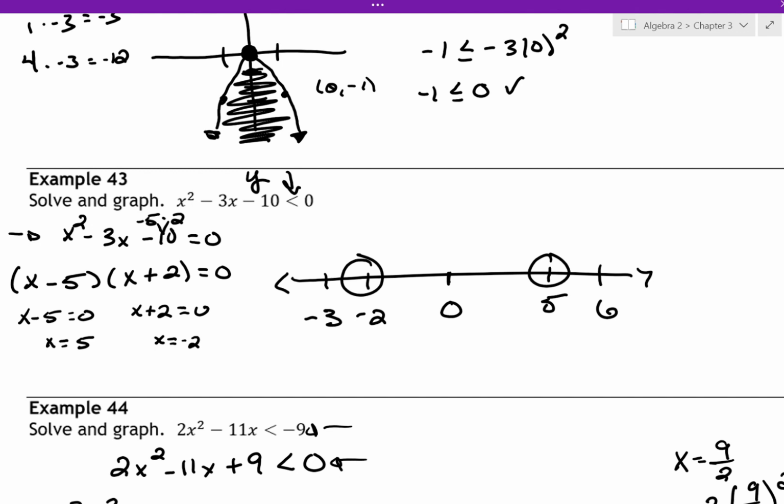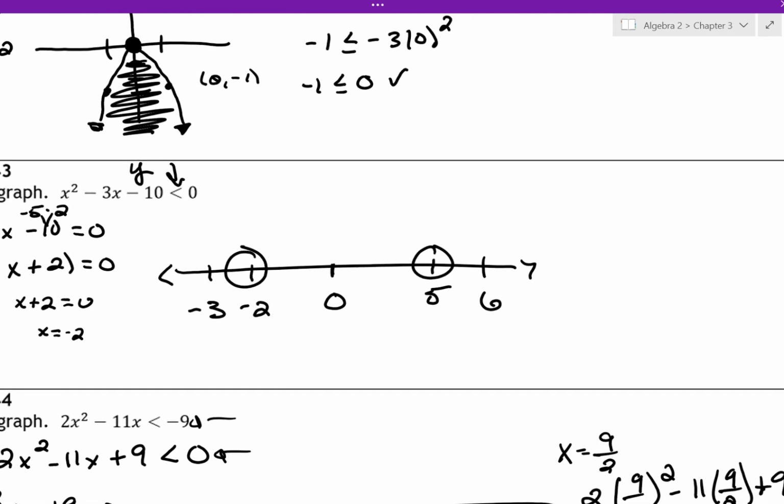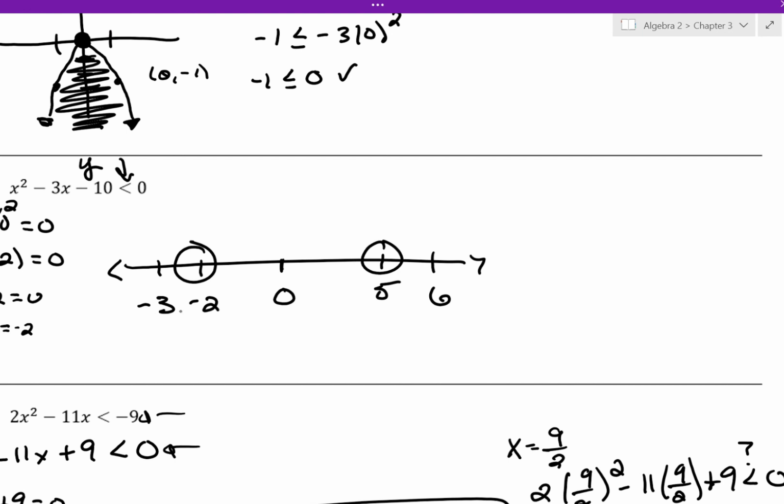Now we have to decide how we're going to shade. Are we going to shade the edges? Are we going to shade the middle? Or some combination? And we want to test out these different values here. We're going to test out the negative 3, the 0, and the 6. So we're looking at this, and that. We need to see what we are going to shade.